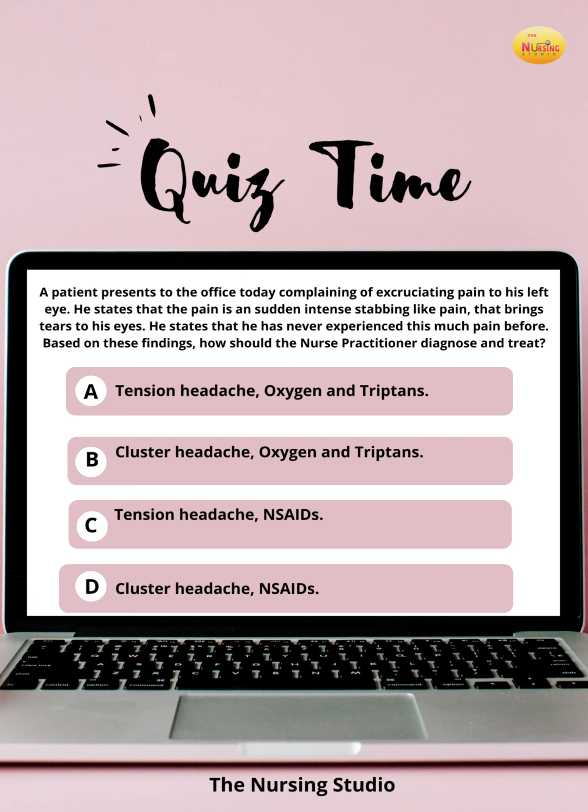Is it A, tension headache and treat with oxygen and triptans? B, a cluster headache and treat with oxygen and triptans? C, a tension headache, treat with NSAIDs? Or D, a cluster headache, treat with NSAIDs? Y'all take a moment and tell me what you think in the comments.